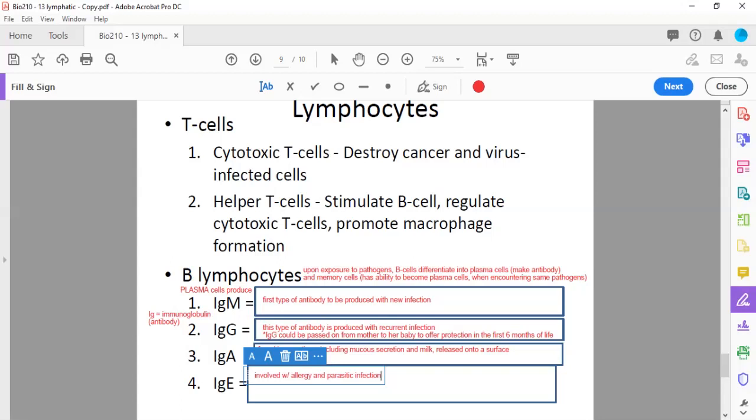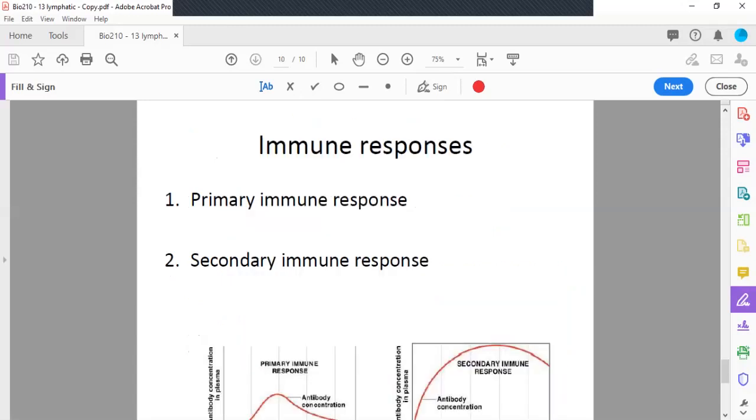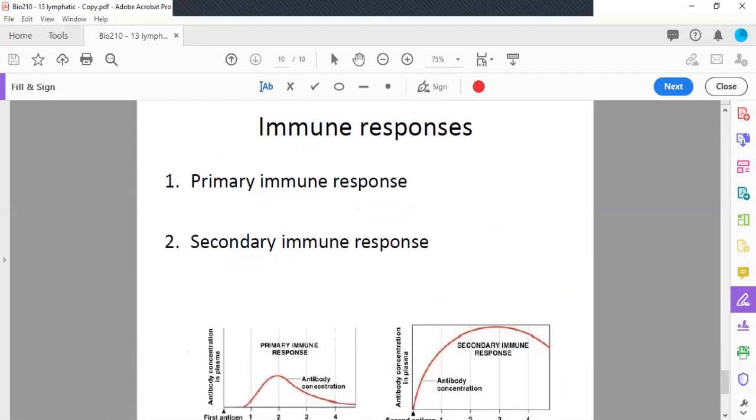So the rise in the antibody or immunoglobulin is used in diagnosis as well. All right, very good. So let's move on to the next one. The next one is going to show you the difference between immune responses. On the left side, it says primary immune response, and the right side shows the secondary immune response curve. I want you to look at those two graphs and see the difference between the two.